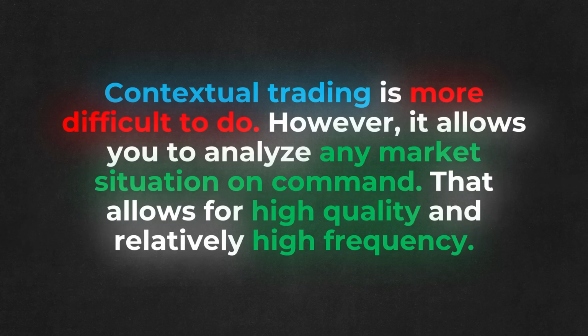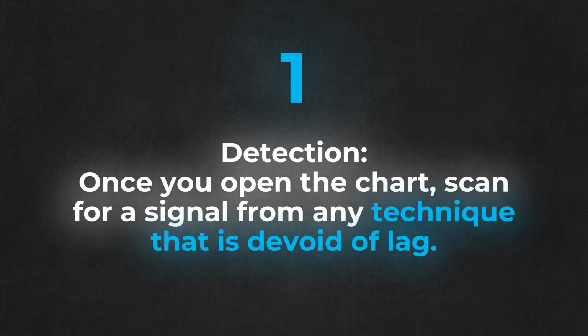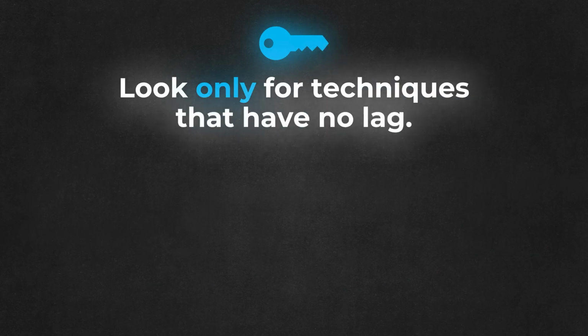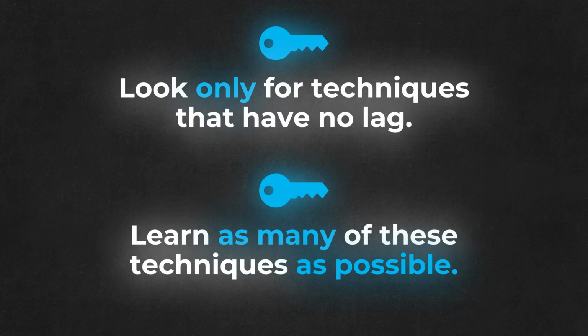The following algorithm works if you want to focus on high-quality setups. By the way, high-quality setups can be part of a broader context produced in a hyper-integrated analysis. The first step is the detection of a possible high-quality trade opportunity. Once you open a blank chart, you must scan the chart for any signal that comes from a technique or method that is devoid of lag. The more techniques and methods you know, the more signals you'll be able to spot, and therefore, the more frequently you can trade with high quality. The 2 keys here are looking only for techniques that have no lag and knowing as many of those techniques as possible. This solves the main problems with the detection part of the algorithm.